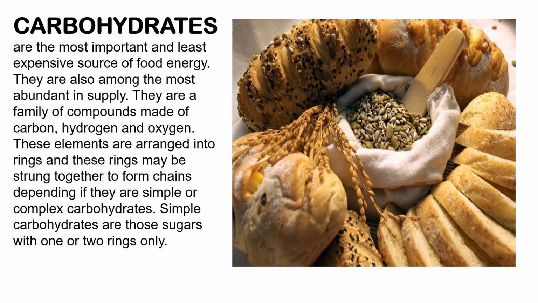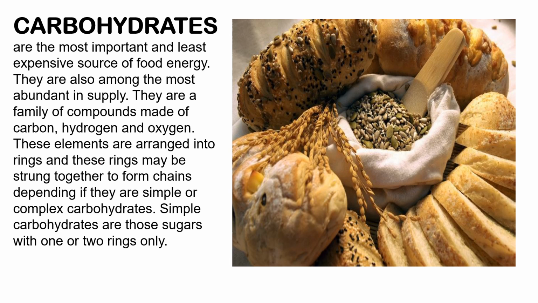They are the family of compounds made of carbon, hydrogen, and oxygen, and these elements are arranged into rings. These rings may be strung together to form chains, depending on whether they are simple or complex carbohydrates. Simple carbohydrates are those sugars with only one or two rings. Specifically and respectively, they are called monosaccharides and disaccharides. Remember this class. For example, glucose is a simple sugar, therefore it is called a monosaccharide. And we're going to explore that later on.